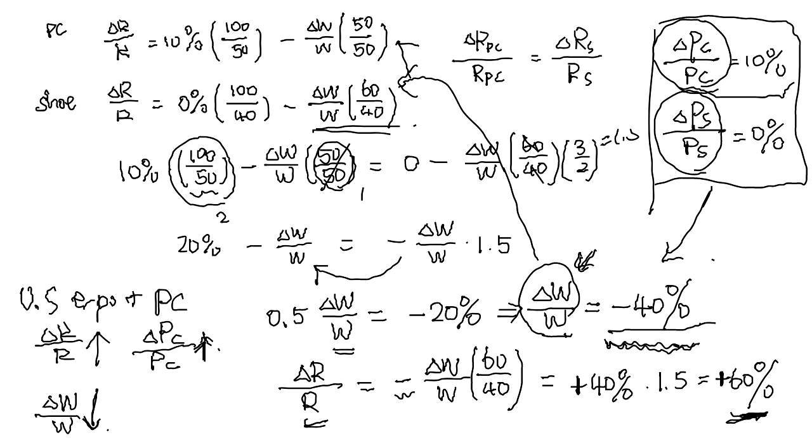Okay, so if you put it into the inequality that we have, what do we get? We get delta PC.